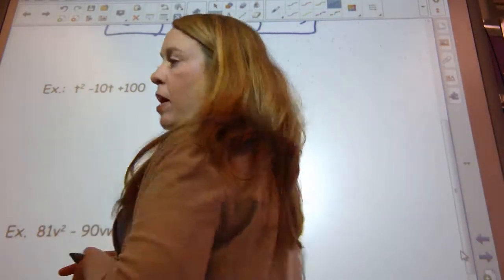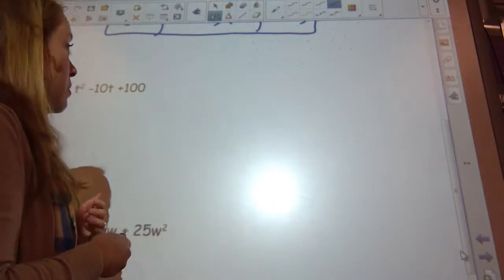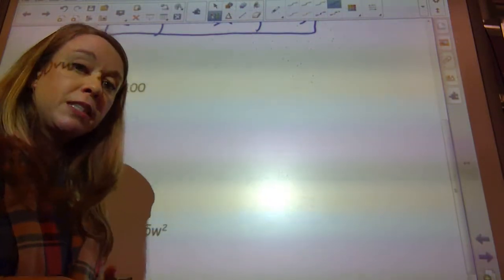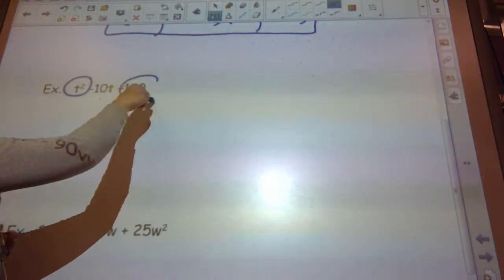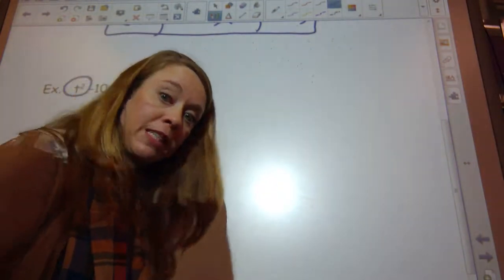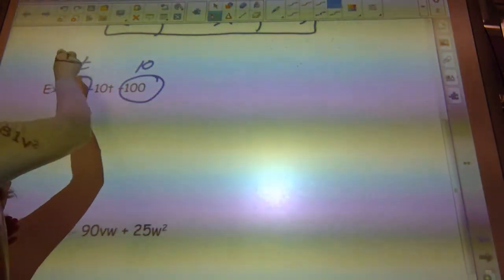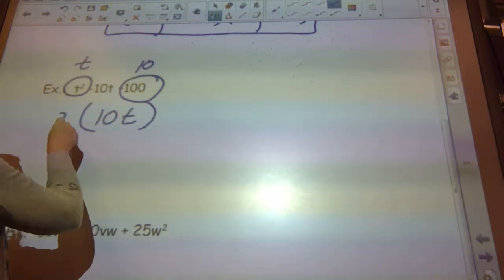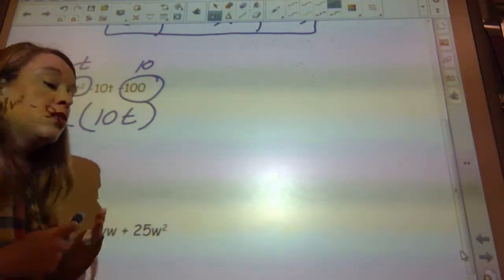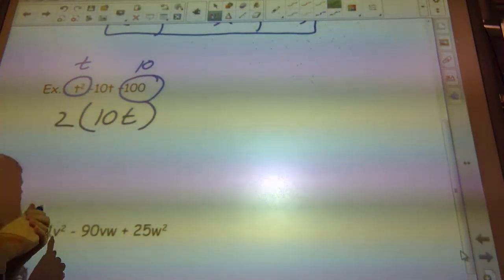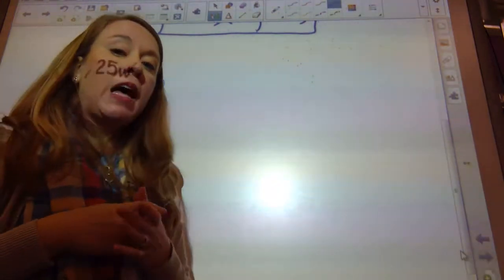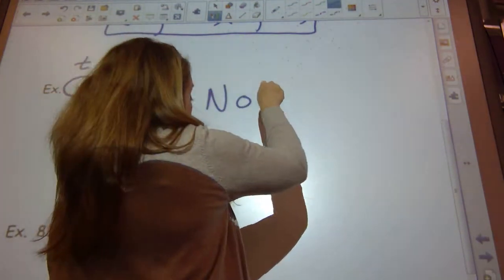Let's try another one. Is this one a perfect square trinomial? Well, let's look. Is this first term a perfect square? Yes, t times t is t squared, so that's a perfect square. Is 100 a perfect square? Well, yes it is. 10 times 10 is 100, so it's a perfect square. But if I multiply one of my factors from here and here together, to get this term, I should be able to multiply that times 2. So that's not the case here. I've got a negative 10t. That's not the same thing as 20t. So that is not a perfect square trinomial.